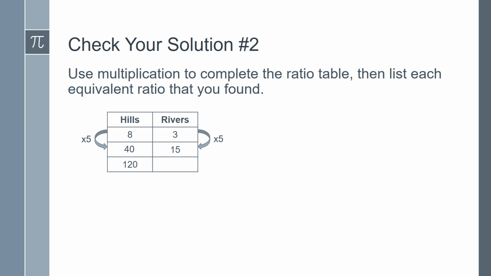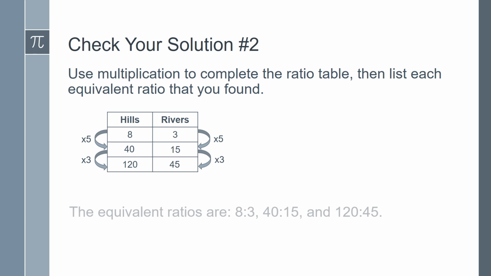To move from 40 to 120 hills, we need to multiply by 3, which means we also need to multiply the other side by 3. 15 times 3 is 45, so our final ratio is 120 hills to 45 rivers. The equivalent ratios are 8 to 3, 40 to 15, and 120 to 45.